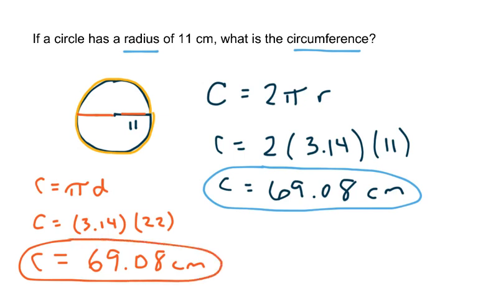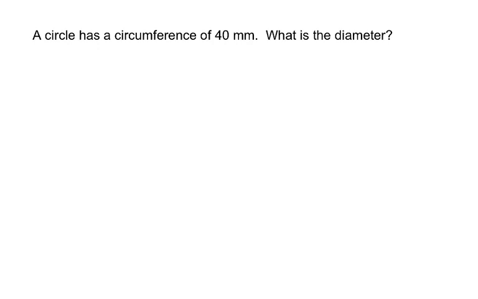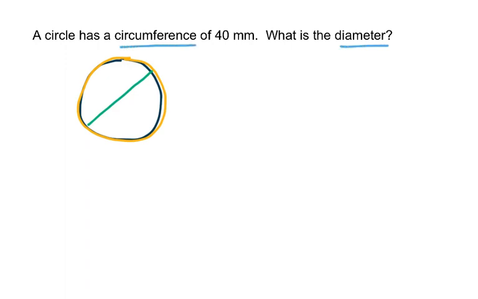Let's look at another one that's a little bit different. A circle has a circumference of 40 millimeters. What is the diameter? Again, you don't have to draw a picture, but it kind of helps me. So here I've got a circle, and I'm told that the circumference is 40 millimeters, and what I'm trying to find is the diameter. Okay, so I'm comparing circumference with diameter.